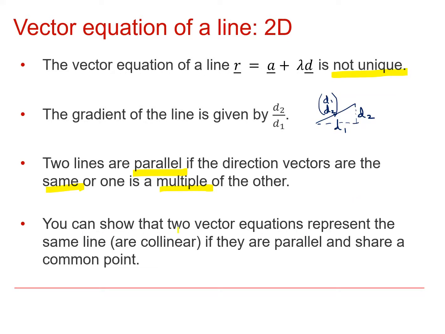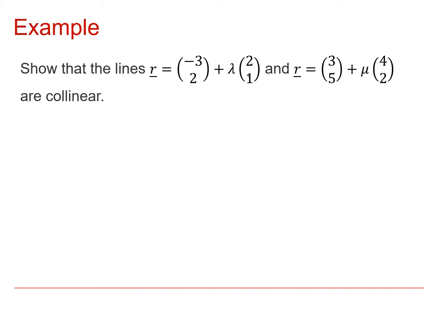And finally, you can show that two vector equations represent the same line, and we talk about collinear, if they are parallel and share a common point. So there's two bits here to establish. Let's have a look at checking that with this pair of lines. I'm going to call this first line L1 and the second line L2. And the first thing to notice is if I take this vector here, which is the direction of L1, and times it by 2, I get the direction vector of L2. So they are parallel. One is a multiple of the other.